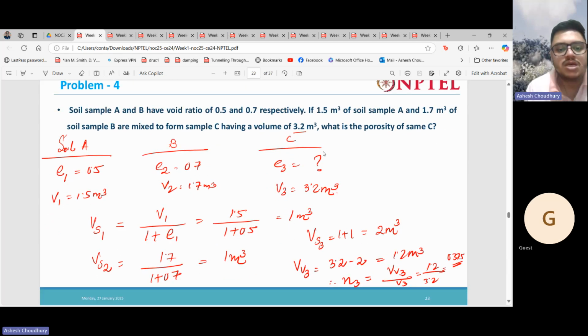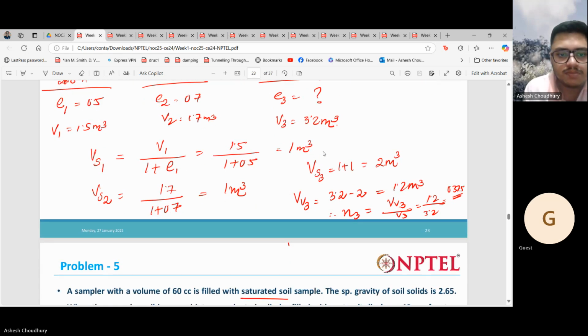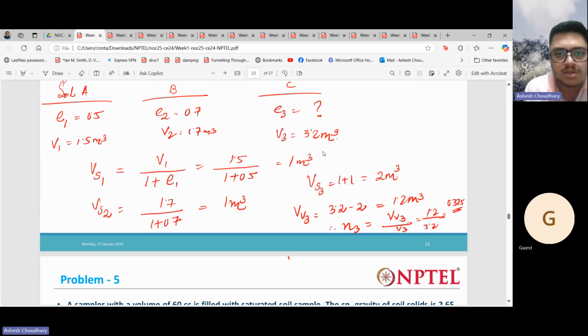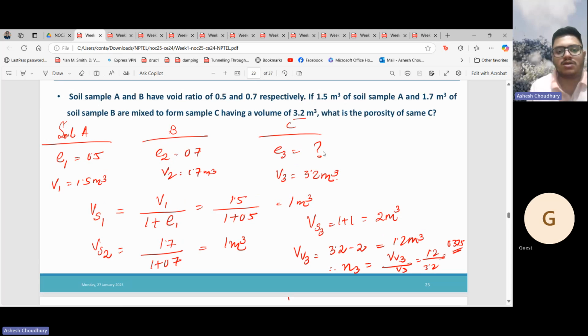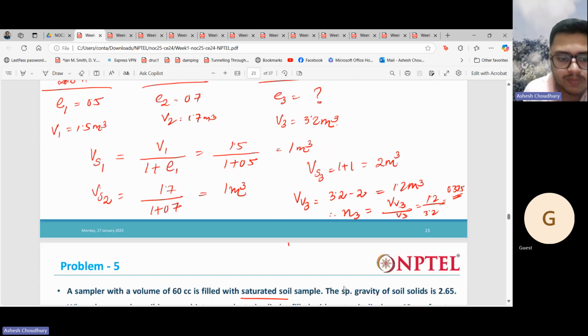Okay, then we saw if two types of soils are mixed, then what will be the void ratio of the mixed soil? Those kinds of problems we also solved, right? So these are interesting problems. You should know the concept behind this. The volume of soil solids always gets added up. So from there you can find the volume of voids. Since you know the total volume, you can finally find out the porosity or void ratio, whatever is required.